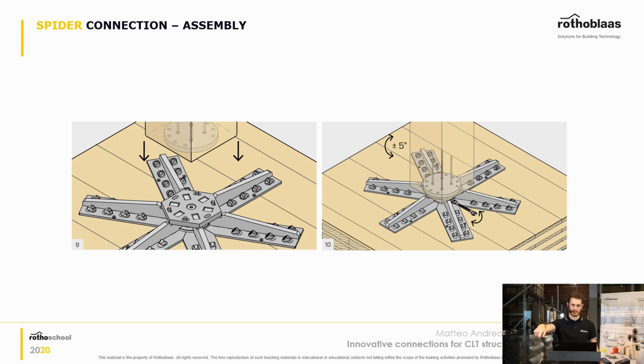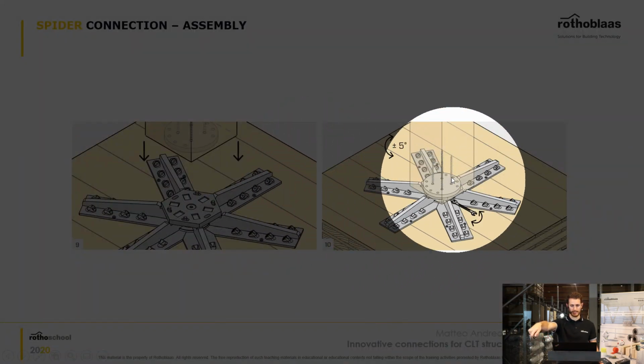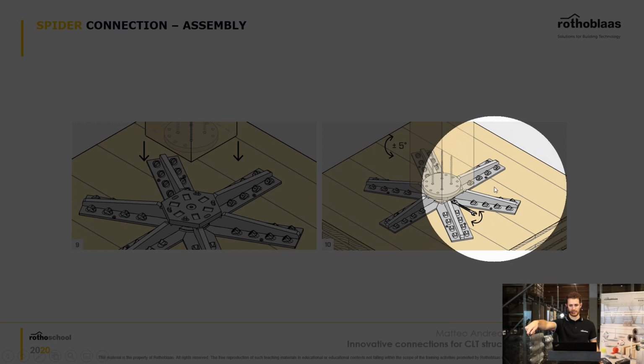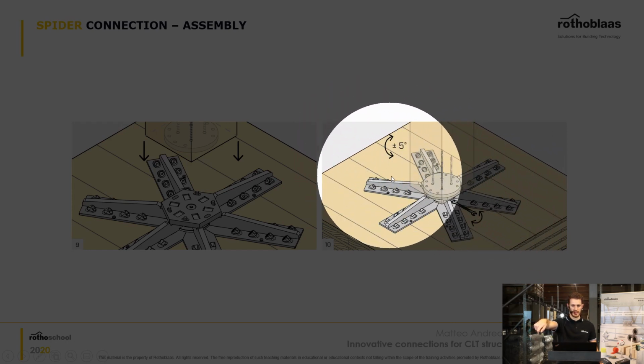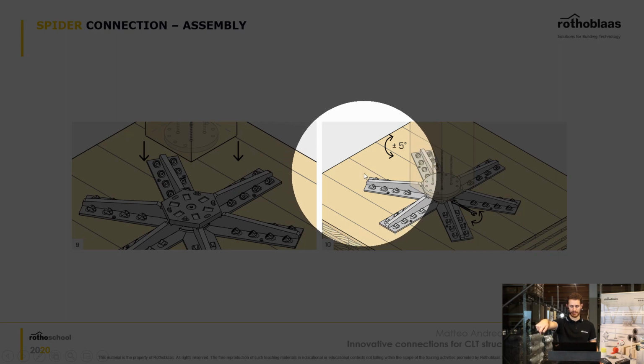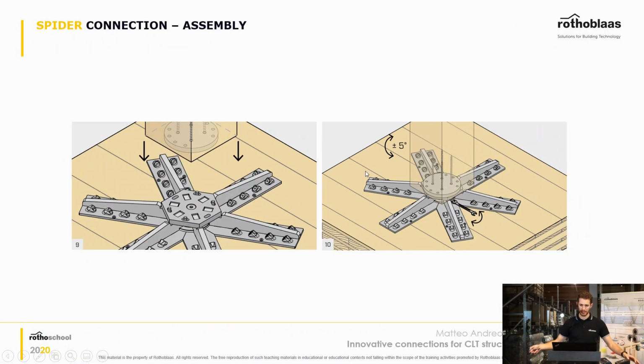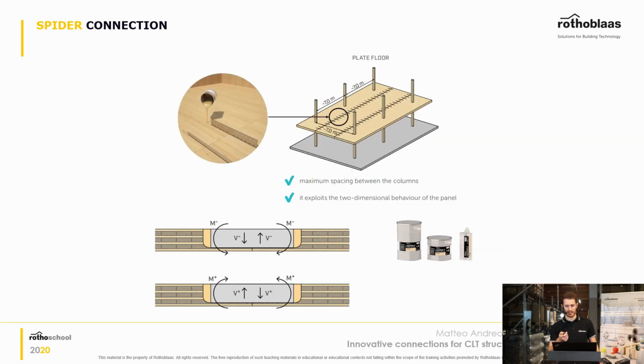Of course, this spider connector has its own dimension, so it cannot be too close to the edge of the building because of these big arms which are going in all directions, 360 degrees. But you can use this connector together with the pillar, which is another product that we're going to explain in the next slides. You can have two kinds of slabs, so two kinds of CLT structures, together with this product.